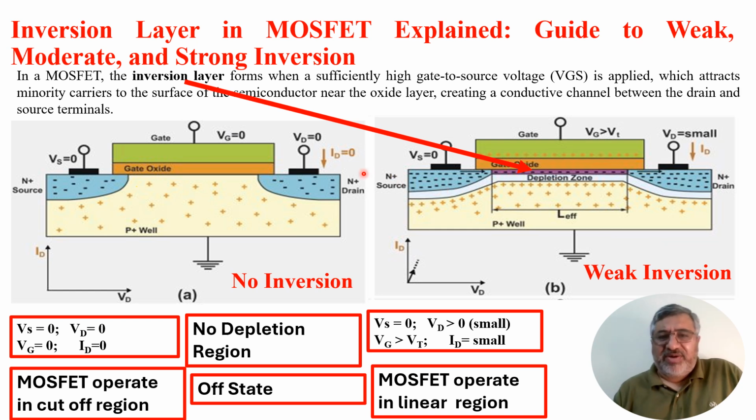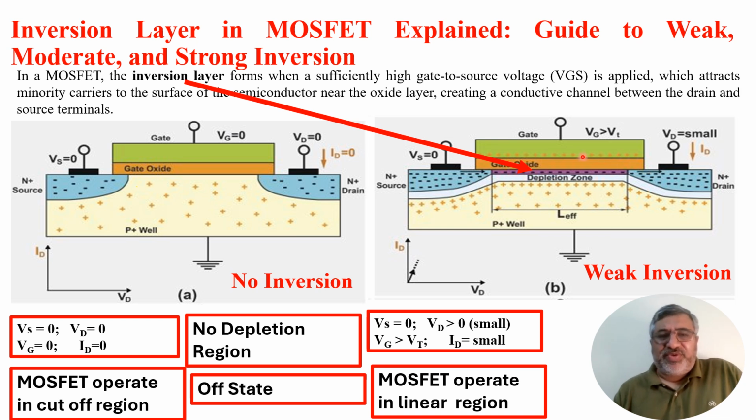Now look at figure B, where source voltage Vs is equal to 0 because the source is connected to the ground or zero potential, and drain voltage Vd is greater than 0 volt, a small voltage as compared to the gate, and a more positive voltage is applied to the gate, so that gate voltage VGS is greater than threshold voltage VT, as we discussed earlier. A threshold voltage is defined as the minimum voltage required for the formation of the inversion layer, or sometimes it is called the channel layer. So here the meaning is that the inversion layer or channel layer has formed.